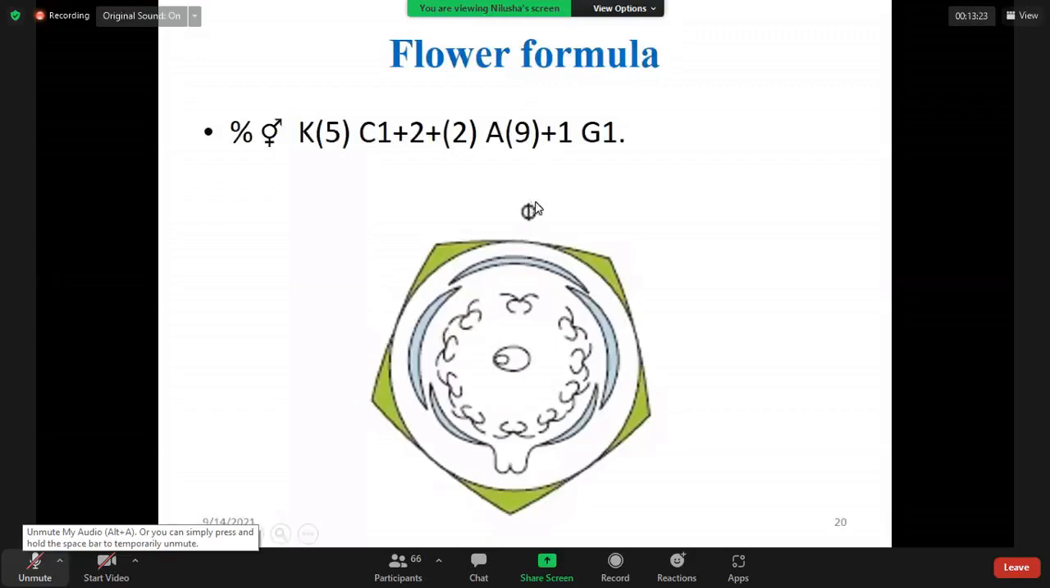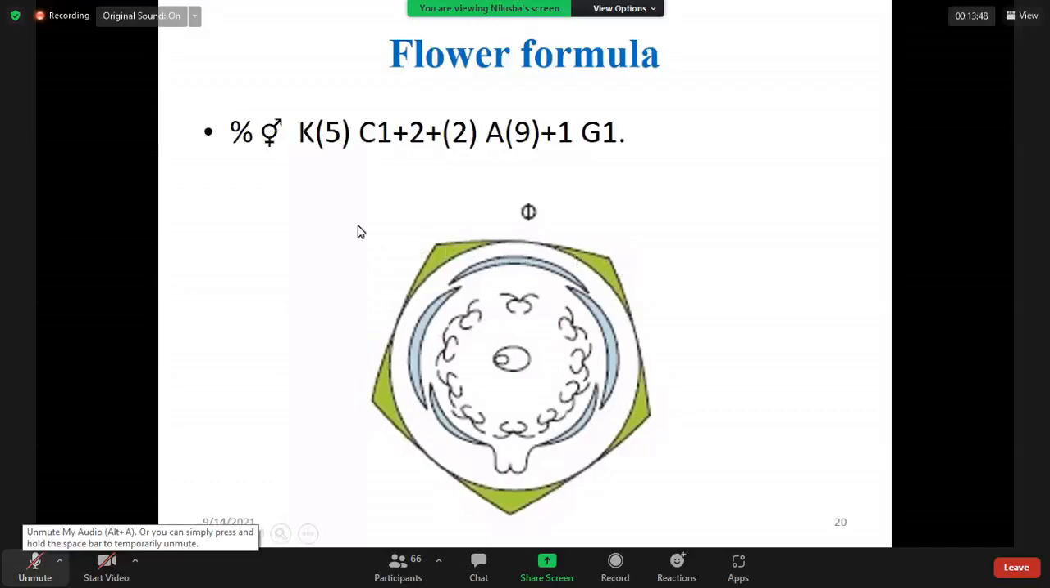This one is the mother axis, because the flower is coming from the branch, so we call it the mother axis. This one is an important flower in case of your exam. Flower formula is very important.